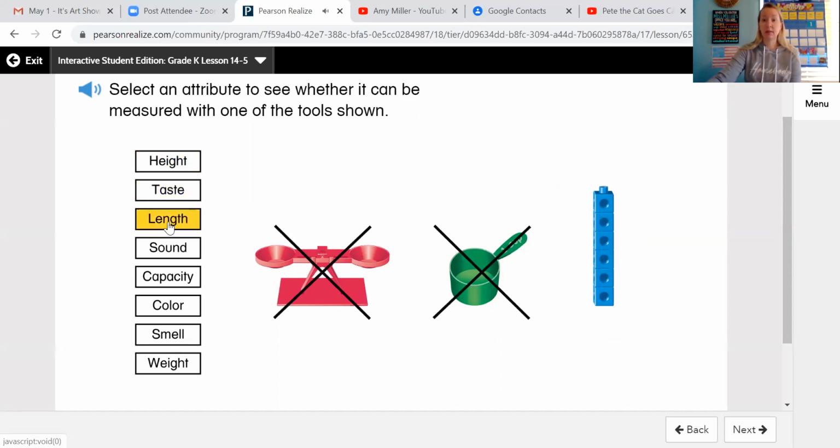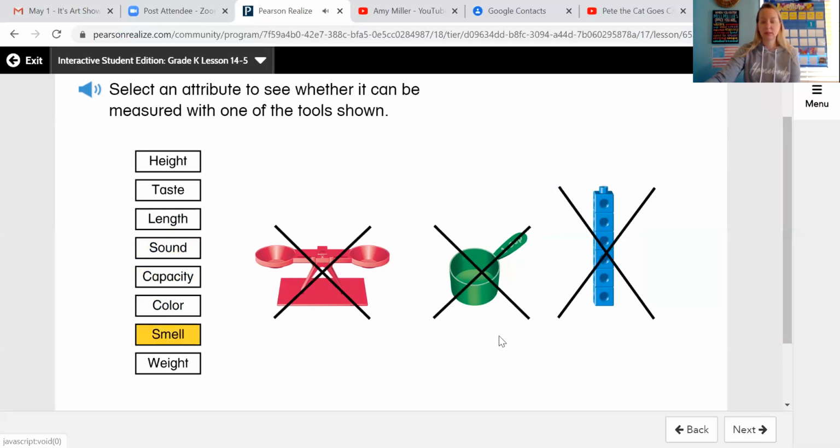Length. You could use a cube train to measure the length of an object. Sound. Can you use an object to measure sound? Nope, that's what your ears are for. Capacity. Capacity is how much something holds. You would use a measuring cup to figure out the capacity of something. Color. You can't use any of these tools to figure out the color. You can only use your eyes.